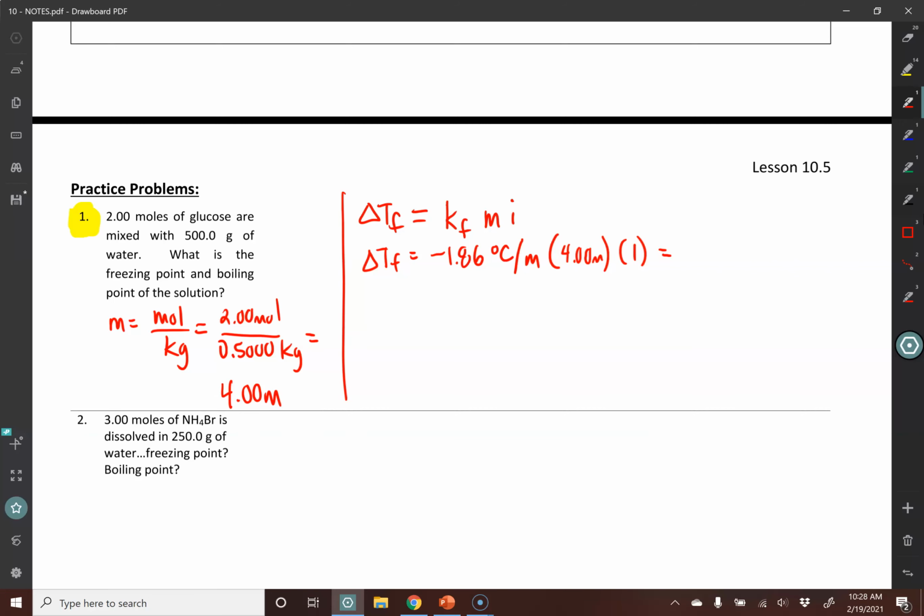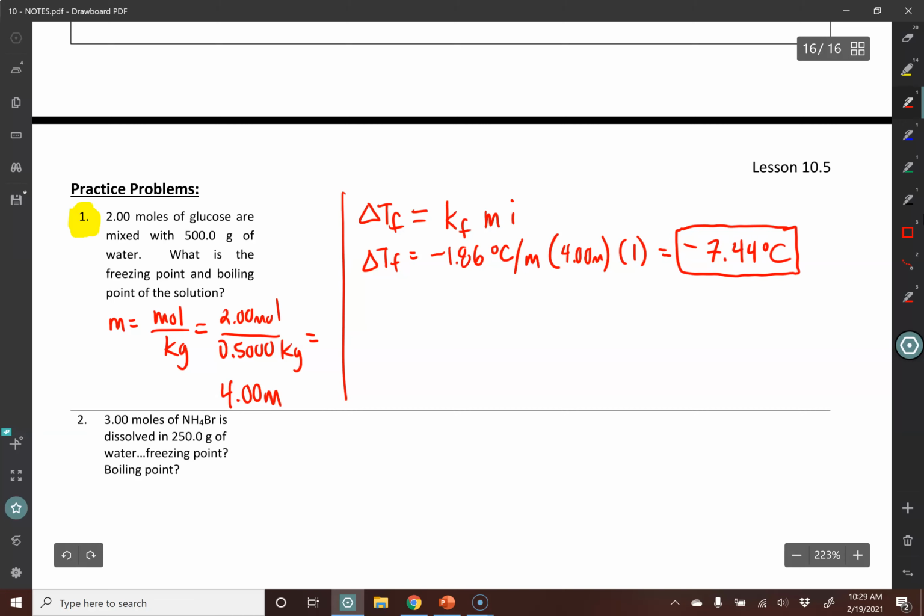Hopefully from here it's just a straightforward plug it into your calculator and solve for the answer. When I do that, I come up with a change in freezing point temperature of negative 7.44 degrees Celsius. This is telling me how much my freezing point is going to change by. Conveniently enough, the freezing point of water is 0 degrees Celsius, so my change in freezing point is actually equal to the new freezing point. So the freezing point of this 4 molal solution of glucose should be negative 7.44 degrees Celsius.